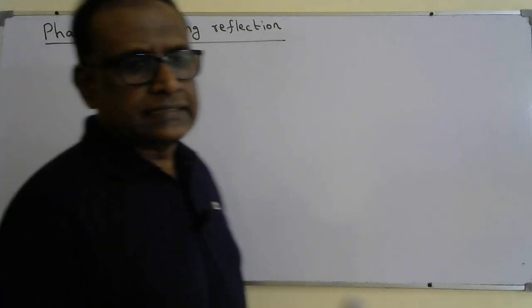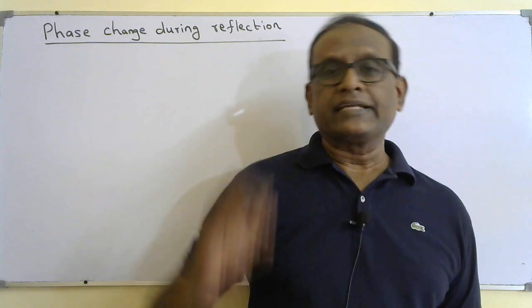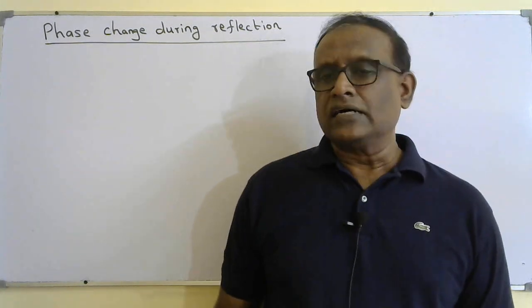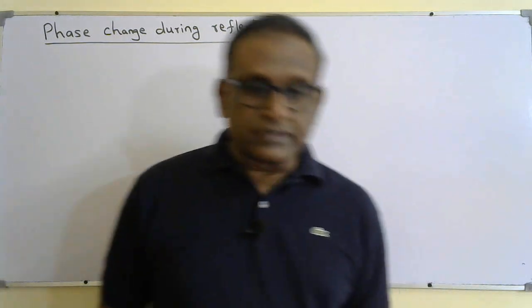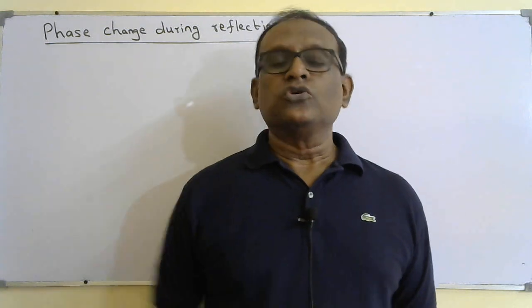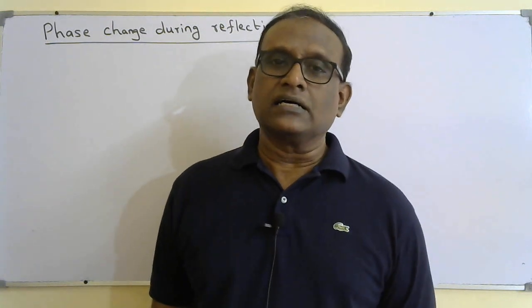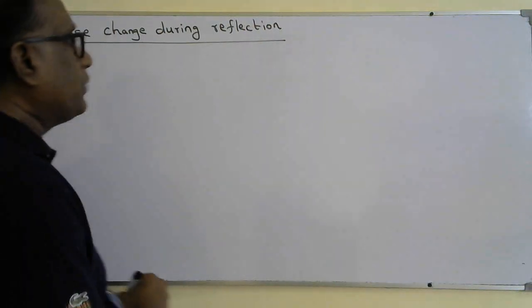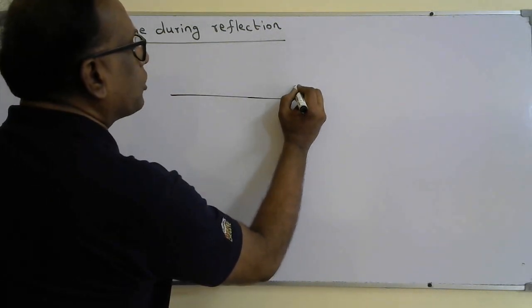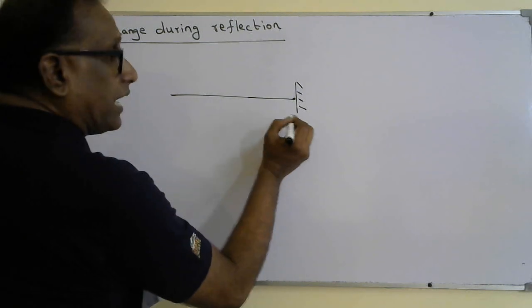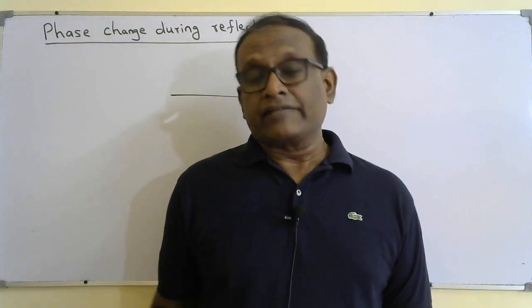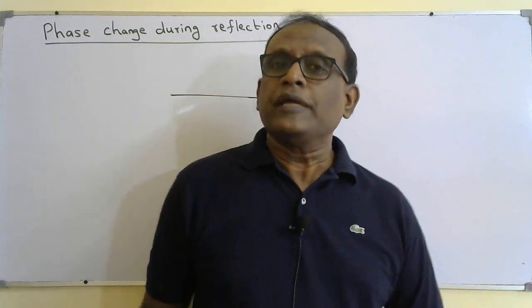Okay, so next thing is about phase change during reflection. Anyway, it is a little bit better to know that if the reflection occurs from a fixed end, later we'll use this when we discuss stationary waves. For example, when a string is attached to a fixed point on a wall or a hook or whatever it is, when the reflection occurs there, the phase change will be pi radians or 180 degrees. What do you mean by that?